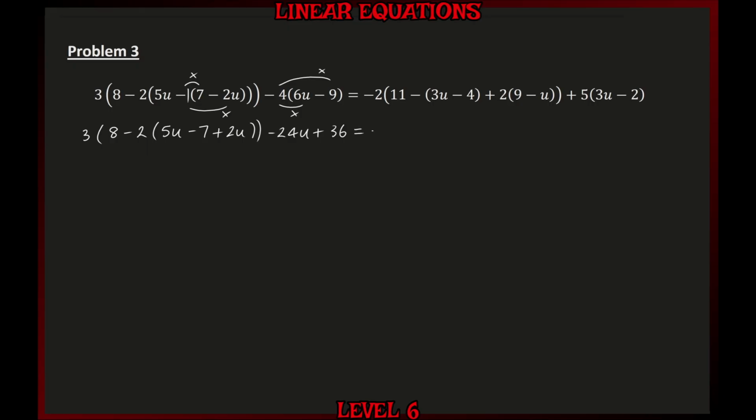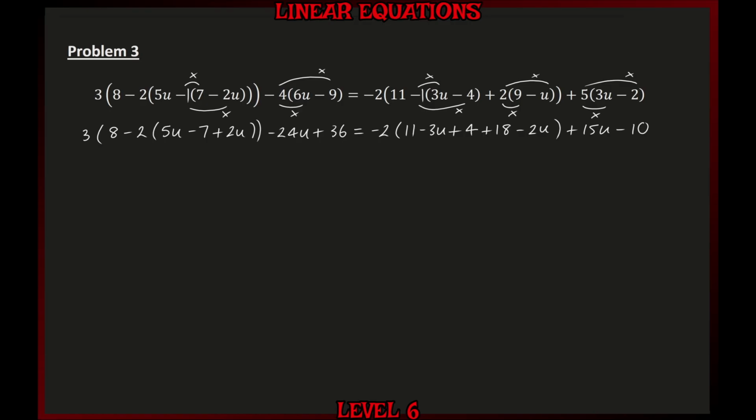Moving on to the right hand side, we have minus 2 multiplied by 11, and again we have a minus 1 in front of this bracket. So minus 1 times 3u is minus 3u, and minus 1 times minus 4 is plus 4. For the next bracket, we have 2 times 9, which is plus 18, and 2 times minus u, which is minus 2u. Lastly, we have 5 multiplied by 3u, which is plus 15u, and 5 multiplied by minus 2 is minus 10.